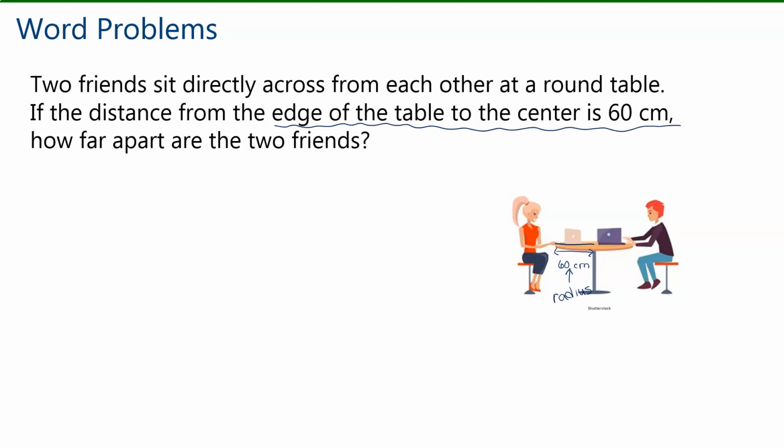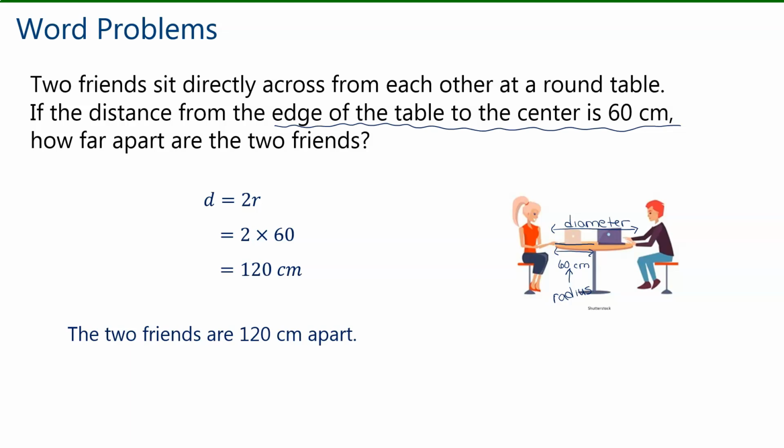Now since we're looking for how far apart the two friends are, that's the full distance across, that means that we're looking for the diameter. So we can use this formula here. D equals 2r. So replacing my radius with 60, I get 2 times 60, which is 120 centimeters. Now with any word problem, you should always answer the question with a statement. So I'm going to say that the two friends are 120 centimeters apart.